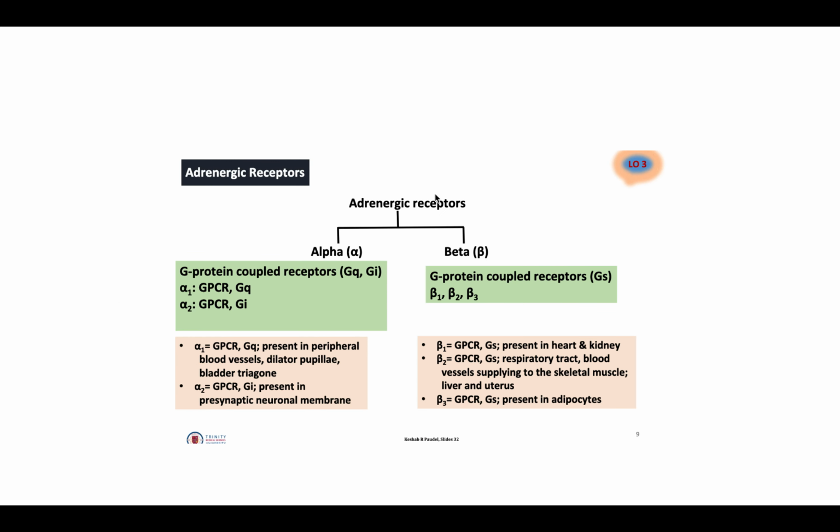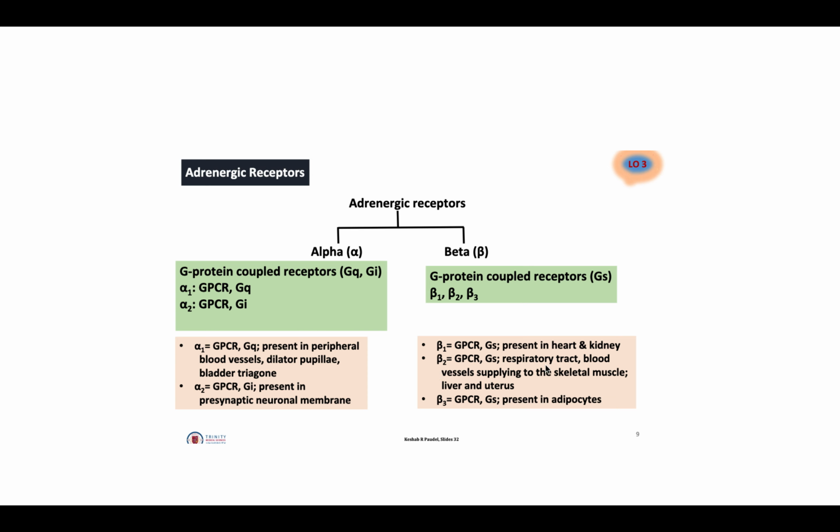So here are the adrenergic receptors. Alpha, these are G protein receptors. Beta, they're also G protein coupled receptors. Alpha 1 are going to be in the blood vessels, the eye, and the smooth muscle of the bladder. Alpha 2 is going to be in the presynaptic neuronal membrane. It's important to note alpha 1 because there's a couple of drugs out there that are both alpha 1 and beta 2 blockers. Beta 1 is going to be in the heart and kidney.